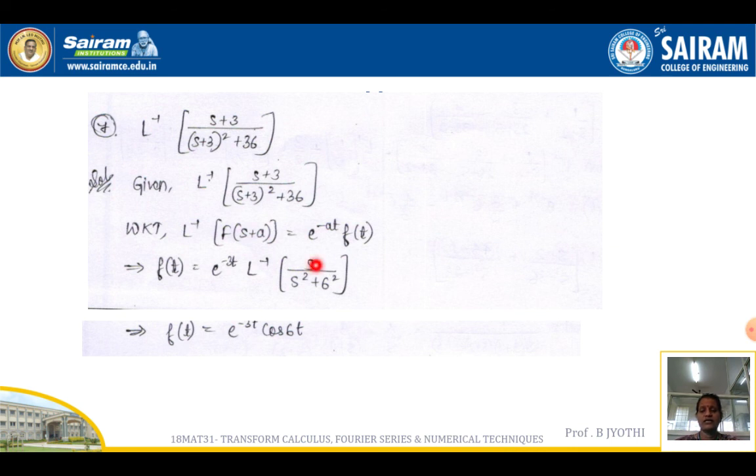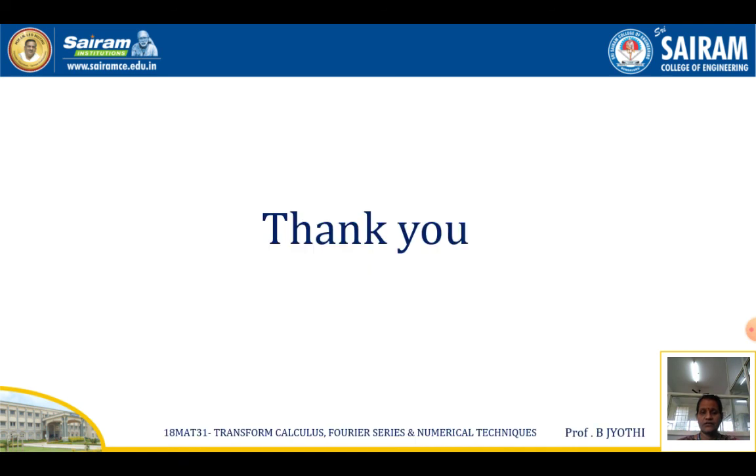And we know that L inverse of s divided by s square plus 36 can be written as cos of 6t. And by using the shifting property, s plus 3 will be written as s by multiplying e power minus 3t. Hence, the answer we are getting is e power minus 3t into cos 6t. Thank you.